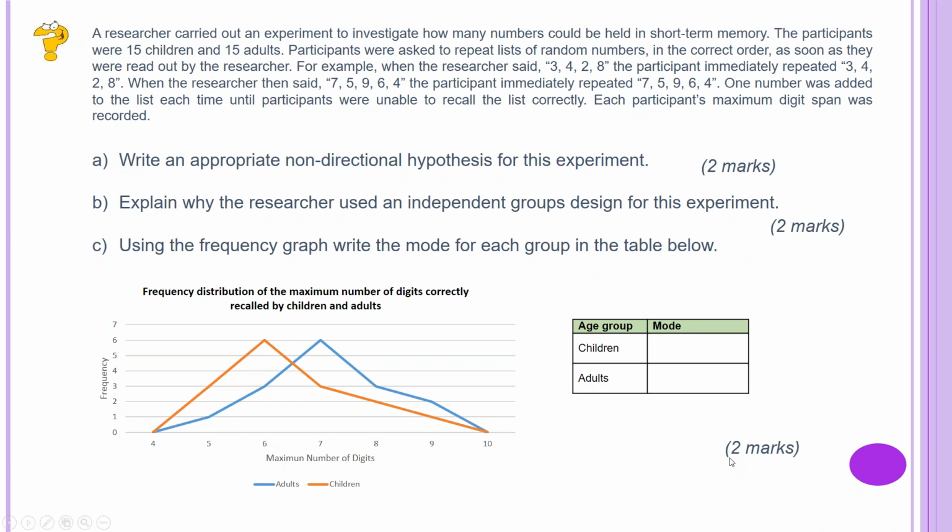Okay, so firstly, write an appropriate non-directional hypothesis for this experiment, and you may want to pause the video at this point in order to do so. Write an appropriate non-directional hypothesis for this experiment.